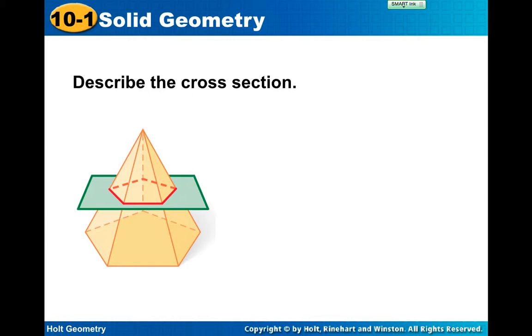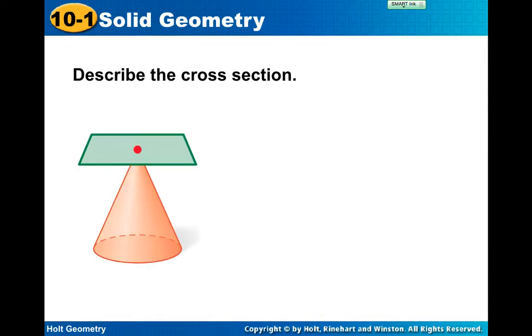Is it the same pentagon as the base? It's similar. It's the same shape, but smaller. If we had tilted the plane, it would be kind of a distorted pentagon. But being parallel to the base, it makes a similar figure, just smaller. So the cross section is a pentagon. We're describing the flat shape.